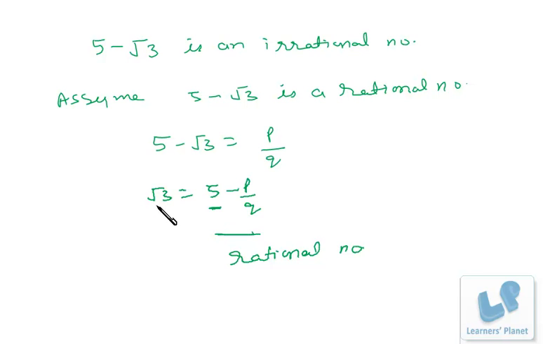On the left hand side we are getting root 3, and root 3 is what? An irrational number, right? That we have just proved. Now the left hand side is an irrational number and the right hand side is a rational number, so it is not possible, right? That means root 3 is not equal to 5 minus p by q. That means the assumption taken by us that 5 minus root 3 is a rational number was incorrect, right? That means 5 minus root 3 is an irrational number, right? This is also from the NCERT textbook, so just learn it carefully.